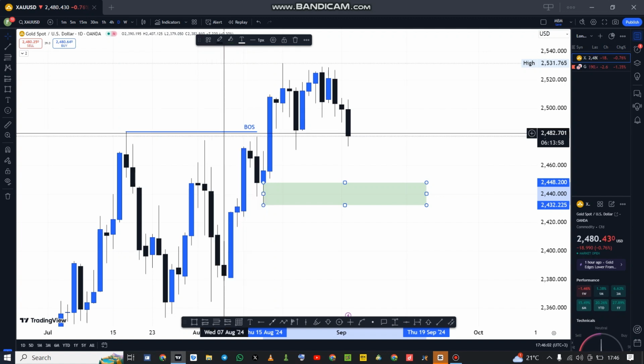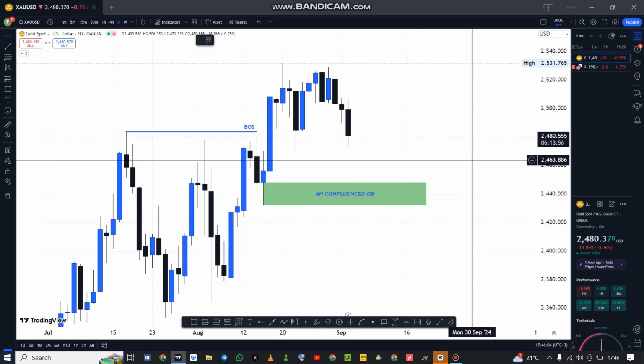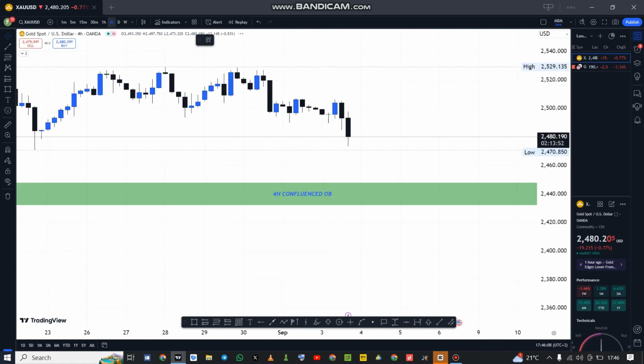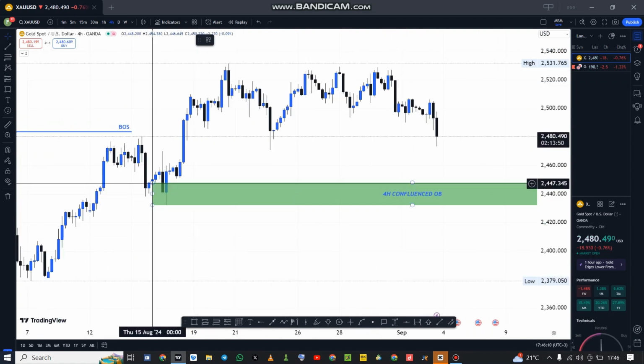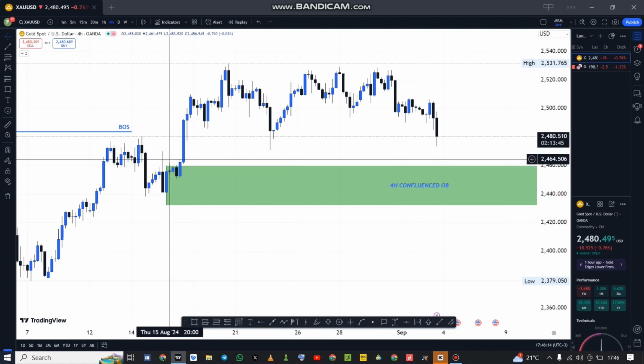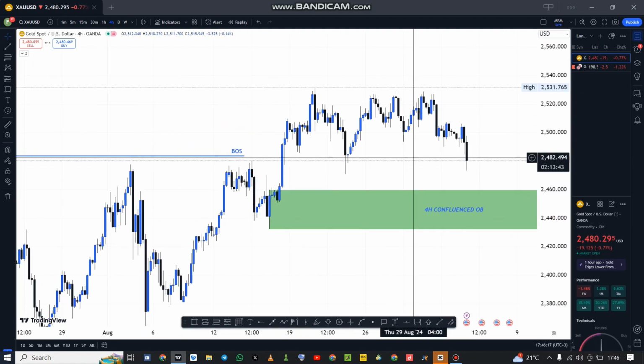Not necessarily. Let's just use as a confluence order block, but on the daily, so I know in the 4 hour you're going to find something. So yeah, in the 4 hour, this is what we have. Yeah, the last candle before the push higher.